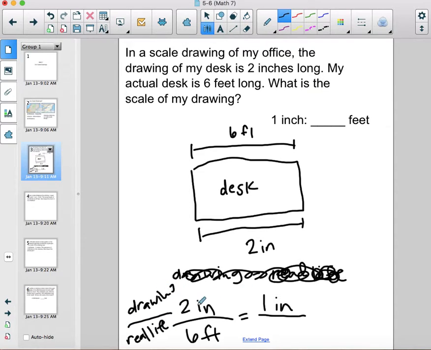So in my drawing, 2 inches represents 6 feet in real life. I want to know what 1 inch represents. So I need to figure out this piece. There's a couple ways we could solve this, but for this one, I'm just looking and going, okay, to get from 2 to 1, I divide by 2. So what I do to the top, I have to do to the bottom. So 1 inch is going to represent 3 feet in real life. So 3 is my answer to that one.